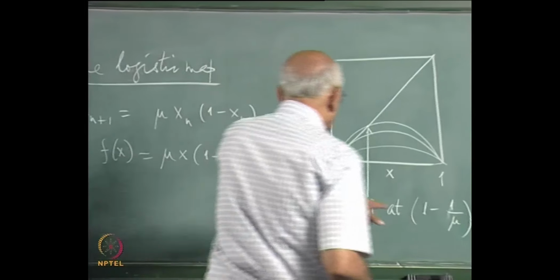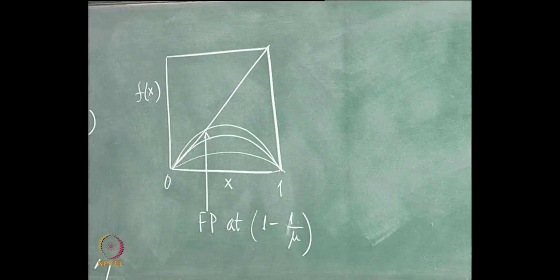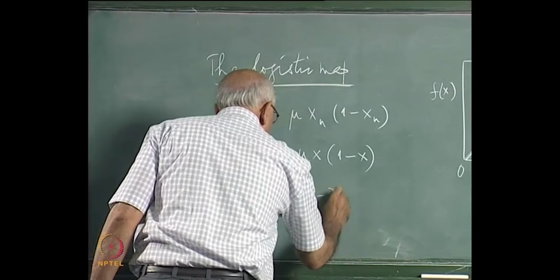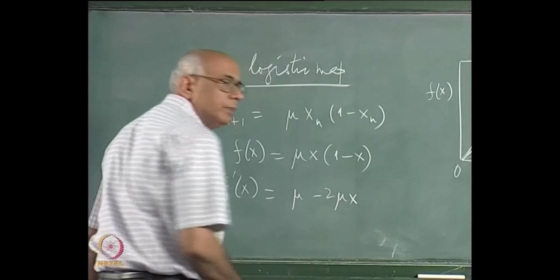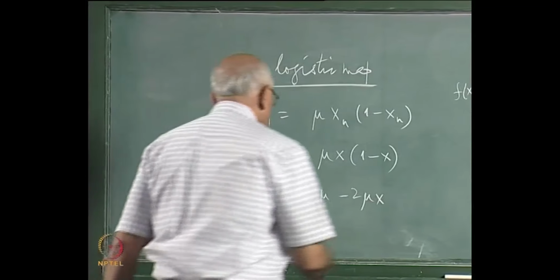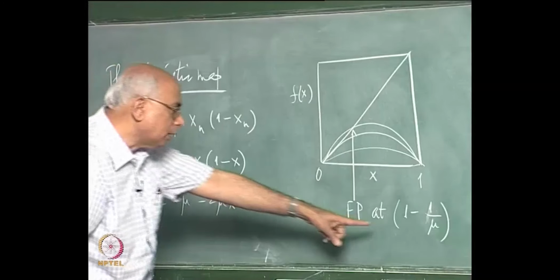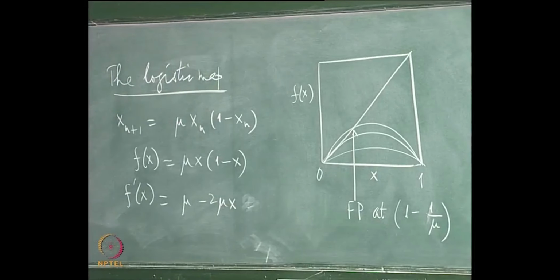And what is the value of the slope at this point? Let us compute that. So f prime of x is equal to mu minus 2 mu x. Okay. So what is the value of the slope at this fixed point? The slope at the origin is mu, of course, as we know very well. What is the value at that point? It is 2 minus mu.